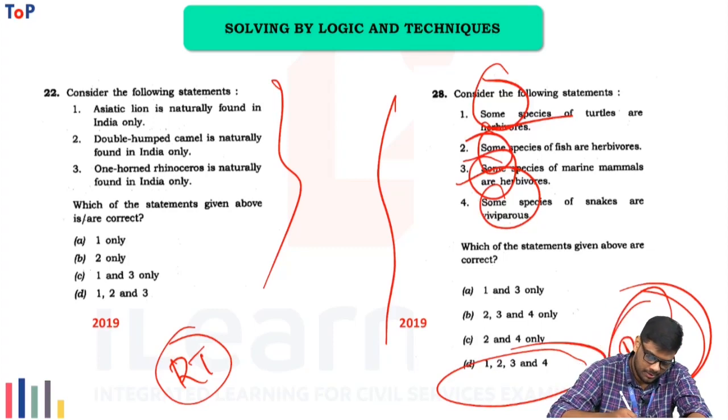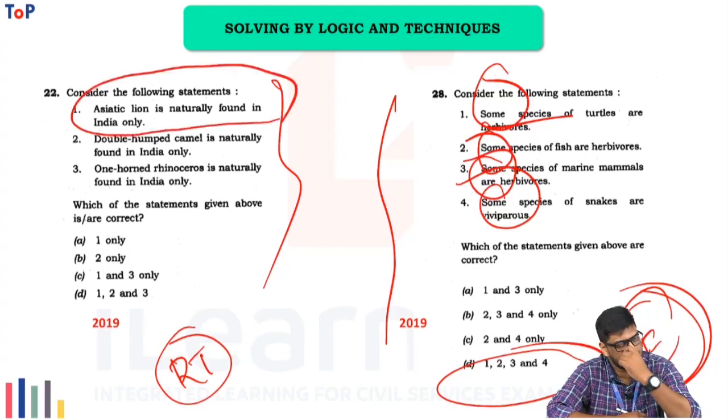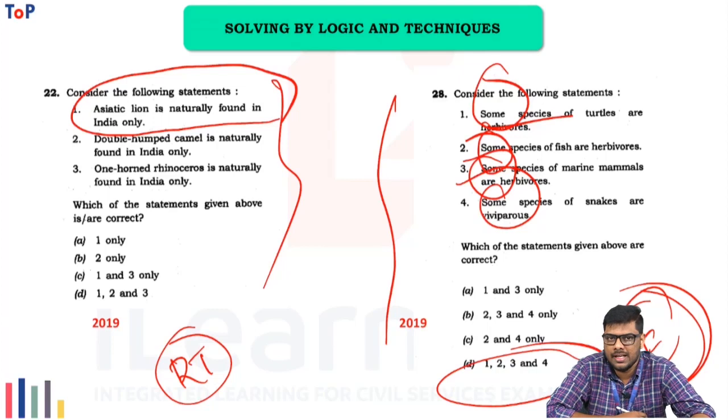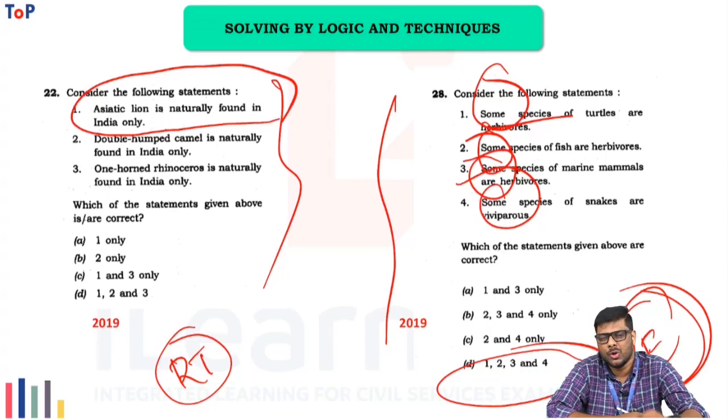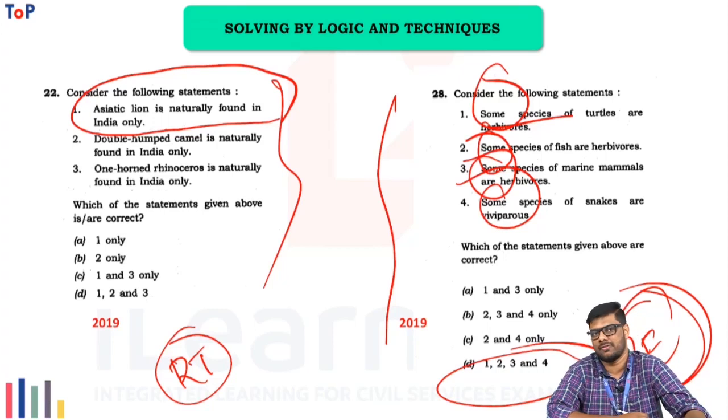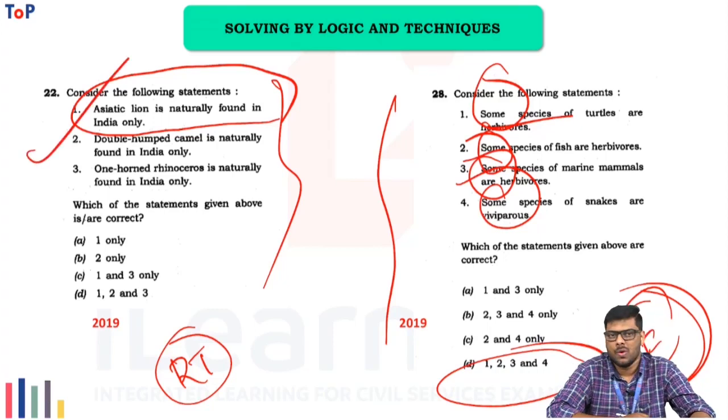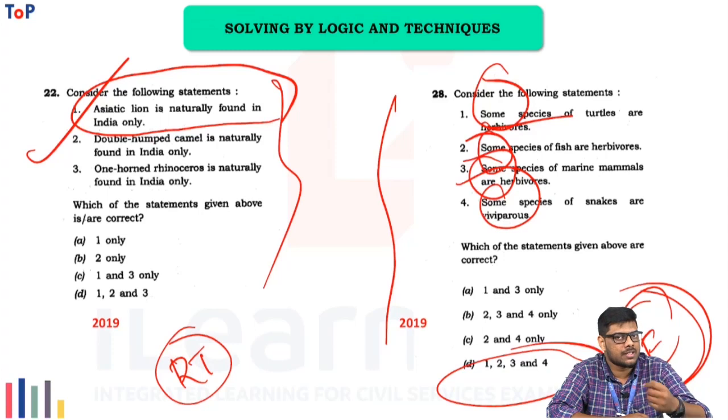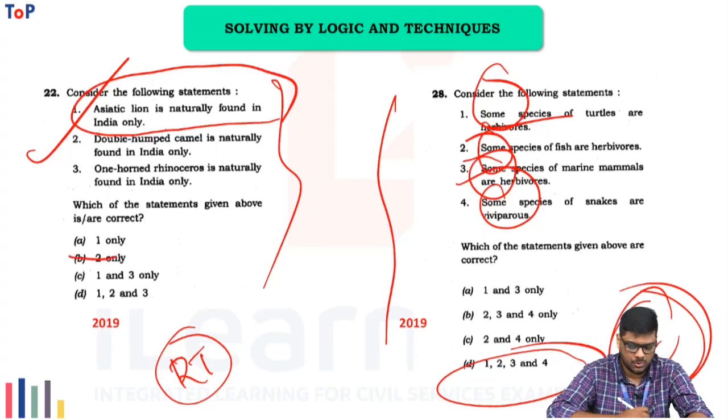And what about this? This is a very fundamental thing, right? Question regarding Asiatic lion. Asiatic lion is found in India only. You don't need to apply any technique there because that's fundamental. You will be getting it from the school classes itself. So Asiatic lion, which is an endemic species to India, only can be found in Gir National Park. That's an absolute statement, absolutely correct. You can eliminate option 2.